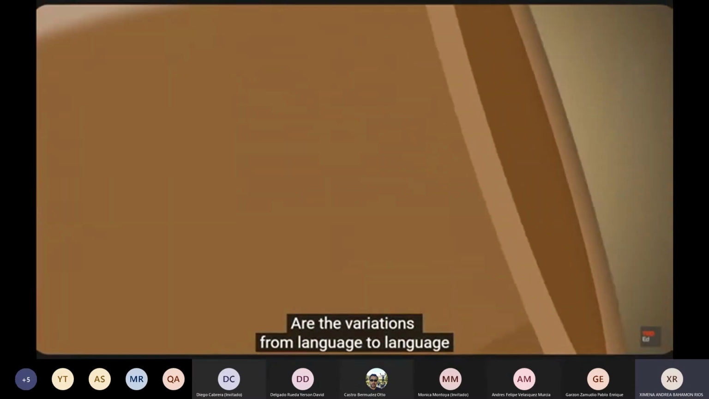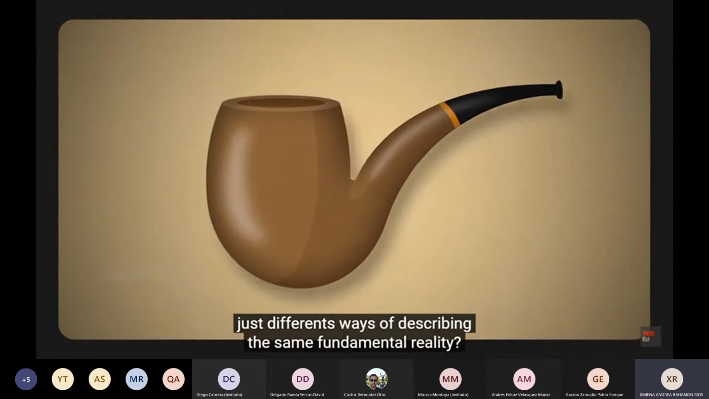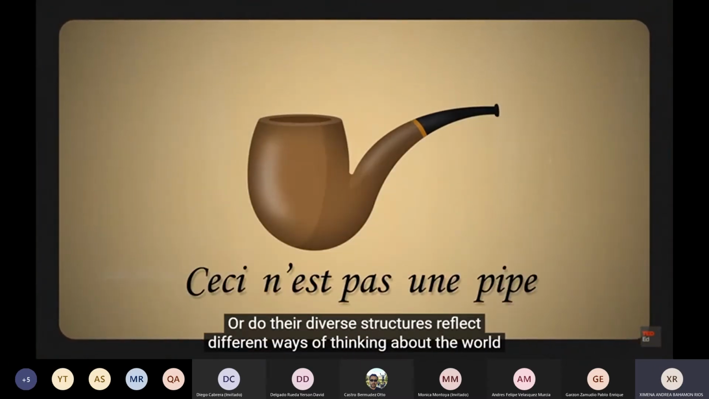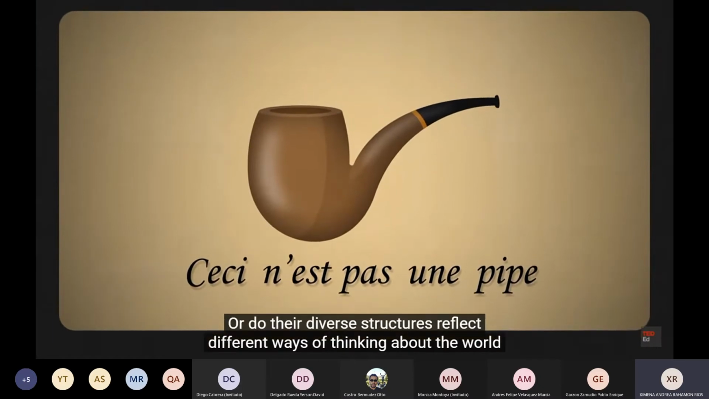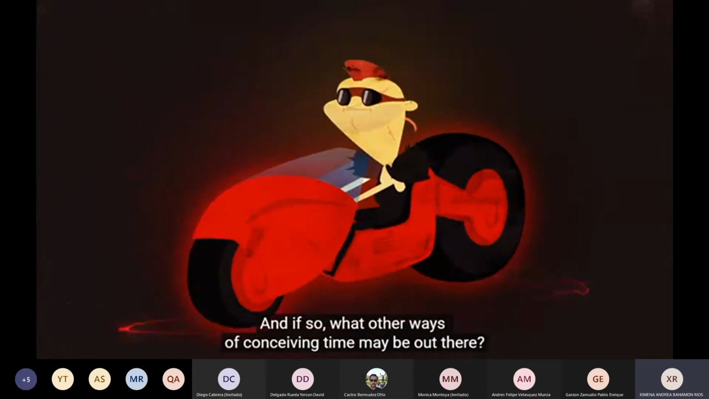Are the variations from language to language just different ways of describing the same fundamental reality? Or do their diverse structures reflect different ways of thinking about the world, and even time itself? And if so, what other ways of conceiving time may be out there?